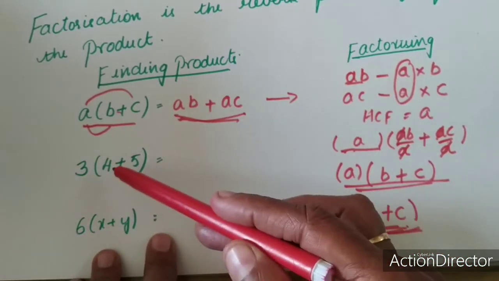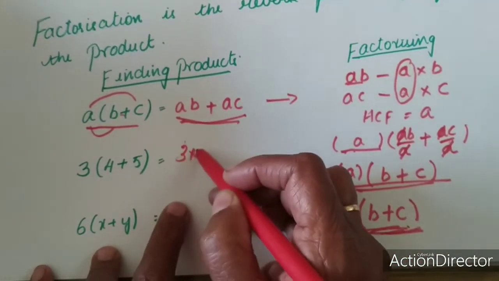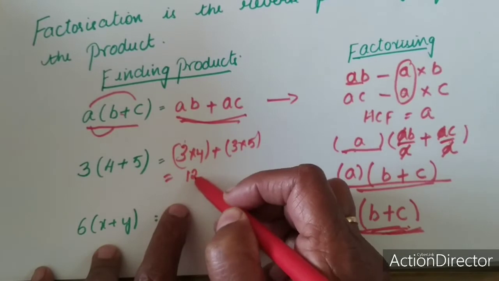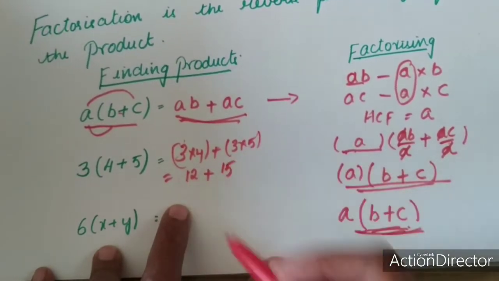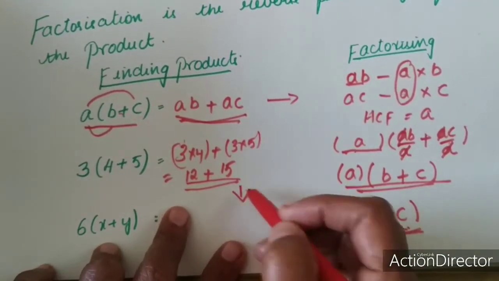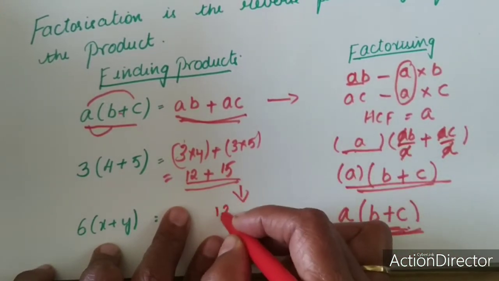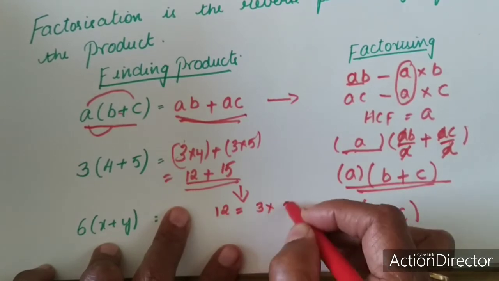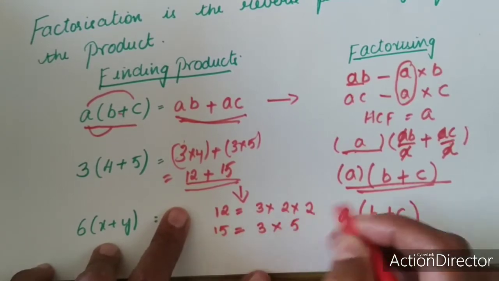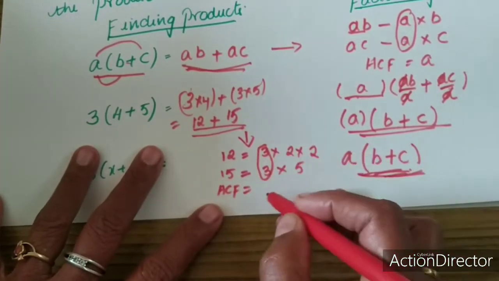Similarly, you can try for this sum: 3 into 4 plus 5. This can be written as 3 into 4 plus 3 into 5. So this is equal to 12 plus 15. Now you can factorize this 12 plus 15. How can you factorize this? For doing the factorization, I do the prime factorization of 12. So 12 can be written as 3 into 2 into 2. And 15 can be written as 3 into 5. Now what is your HCF? HCF is equal to 3. Highest common factor is 3.